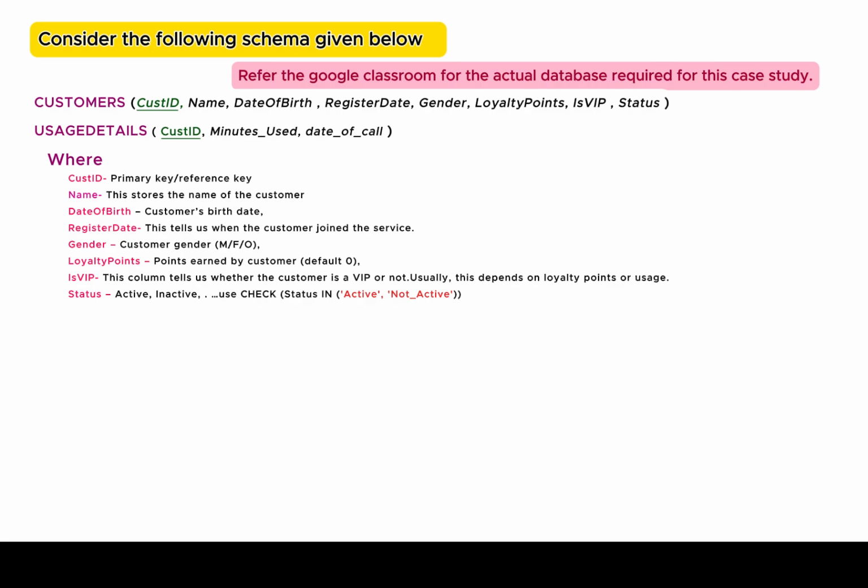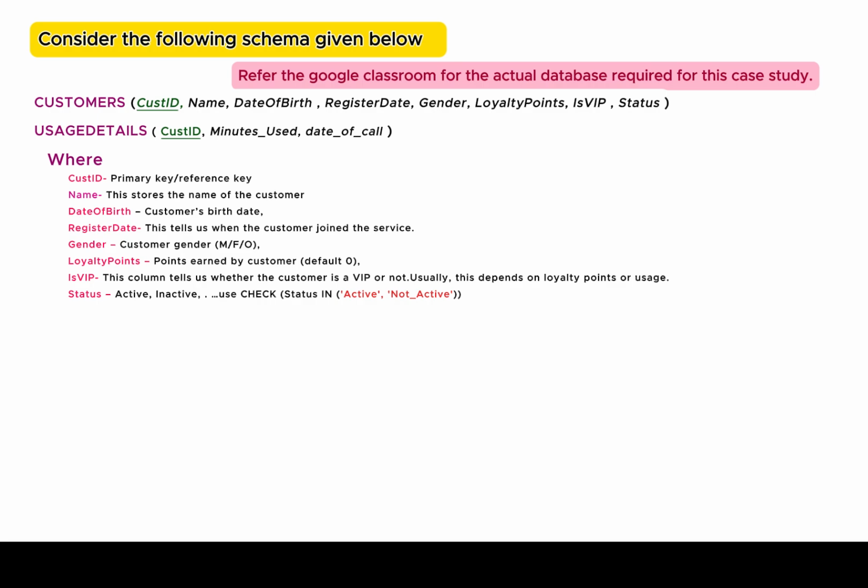Name. This stores the name of the customer. Simple and straightforward. Date of birth. This stores the customer's birth date. This can be used later for age calculation, offers, or verification. Register date. This tells us when the customer joined the service. Gender. This stores the gender of the customer. Only limited values are allowed, like M for male, F for female, and O for others.